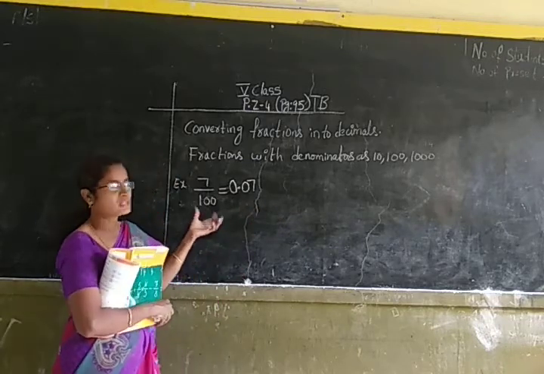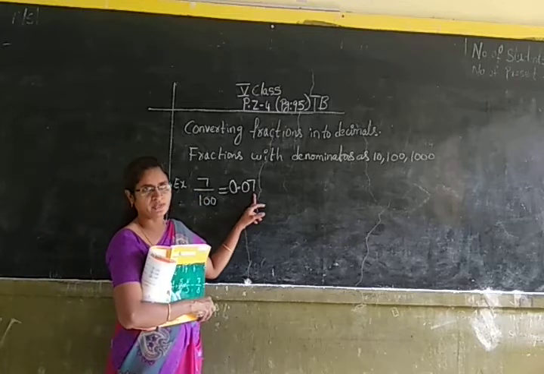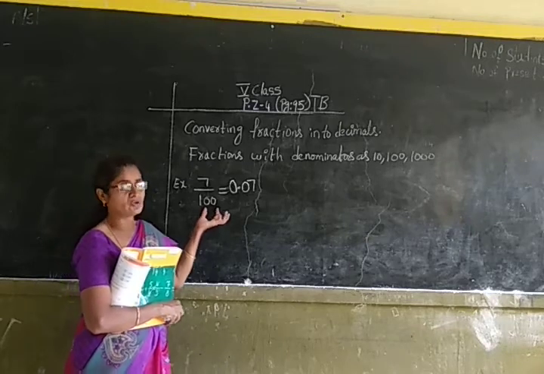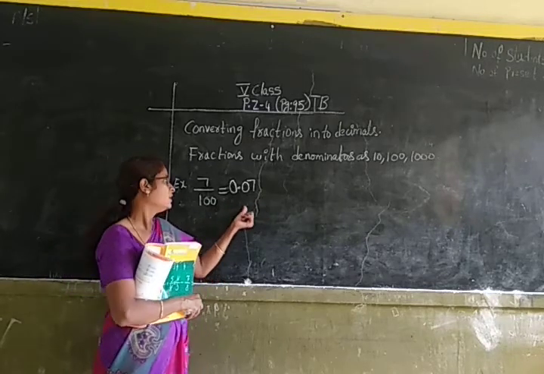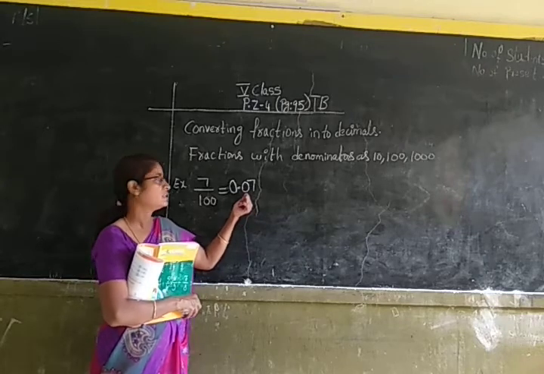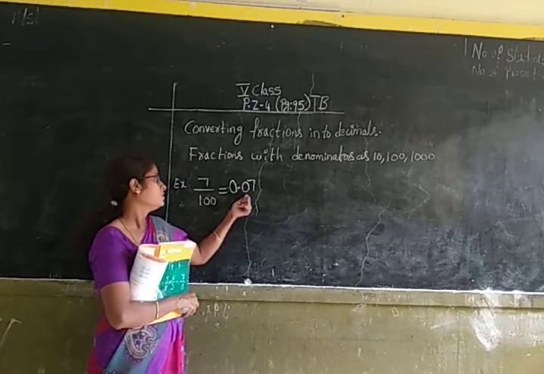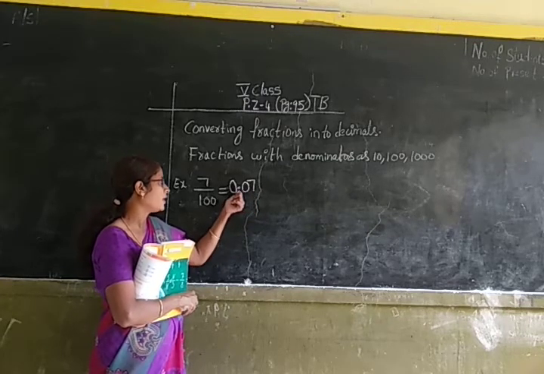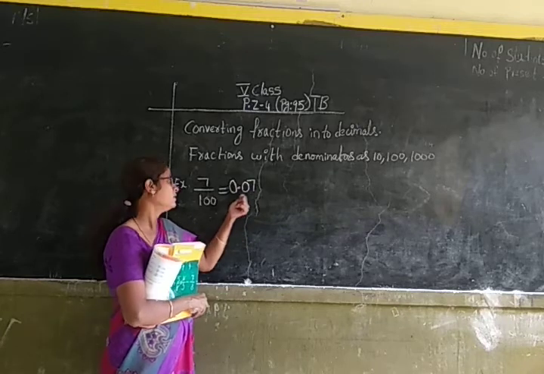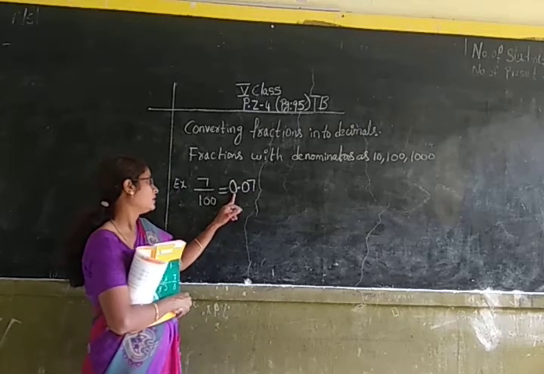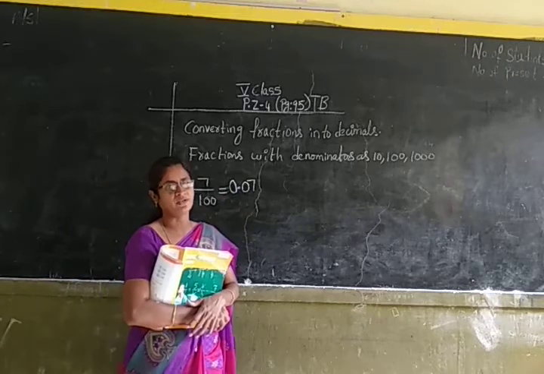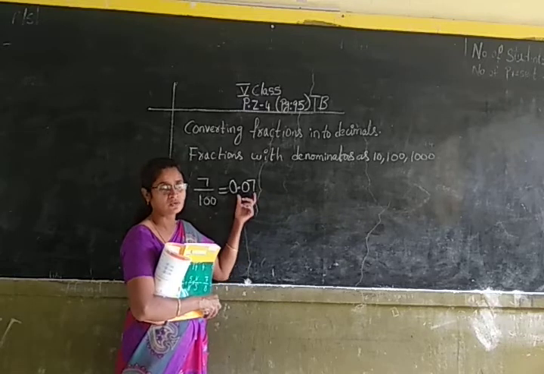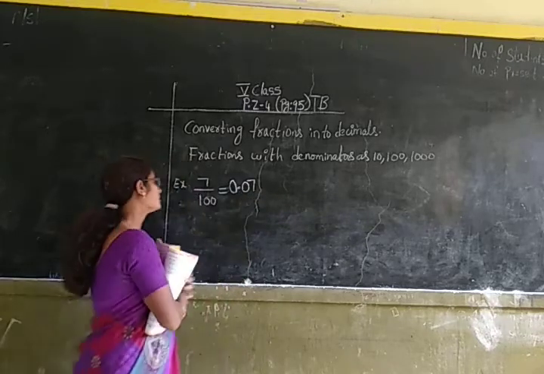0.07. Did you understand children? First you write down the numerator. Here the numerator is 7. In the denominator you are having 100 and 100 is having 2 zeros. So I have to put a point after 2 digits. But here we are having only 1 digit. For the other digit you have to take it as 0. Then you have to put a point after 2 digits. That is 0.07. For the whole number part you take a 0 and write it as 0.07. Since there is no digit here, we are taking 0 here. There are no 2 digits here, so we are taking 0 as the other digit.